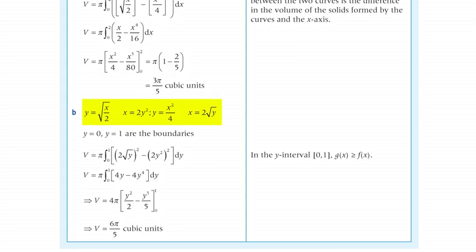y equals root x divided by 2 implies x equals 2y squared. y equals x squared divided by 4 implies x equals 2 root y. Substitute these functions in y and the boundaries in y into the volume formula. V equals pi multiplied by the integral from 0 to 1 of (2 root y) squared minus (2y squared) squared dy. Simplifying, integrating, and evaluating at the boundaries, the volume of the region rotated about the y-axis is 6 pi divided by 5 cubic units.